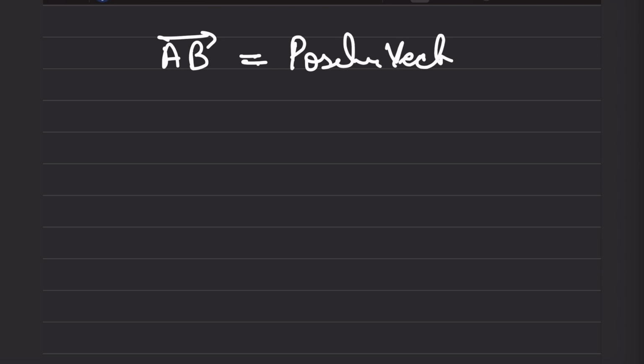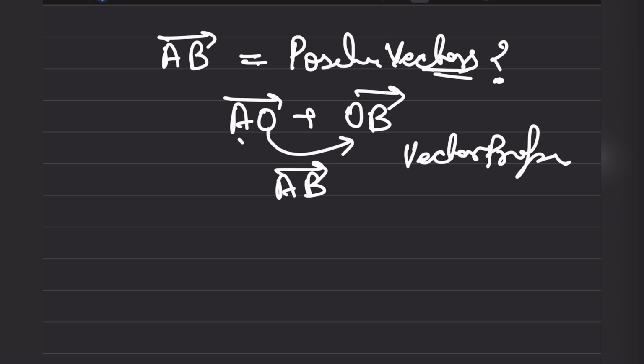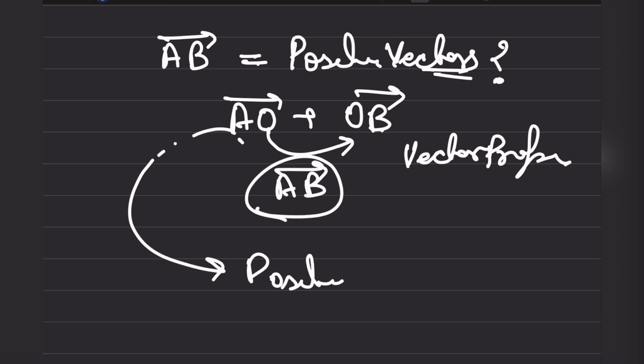Suppose that there is an AB vector. How can this be written in terms of the position vectors? It can be written as AO plus OB. These two O's will be cancelled, by the vector property AO plus OB will become AB. So in terms of the position vectors, this is how it can be written, AO plus OB.